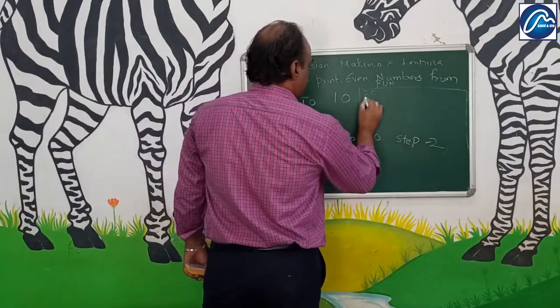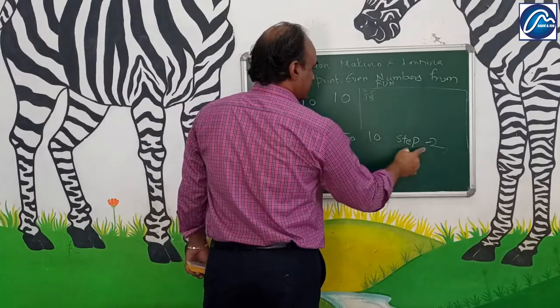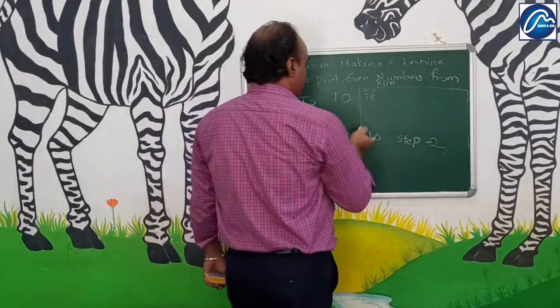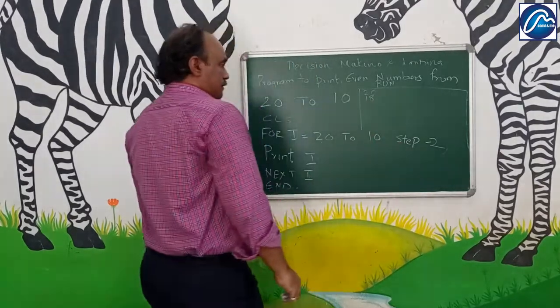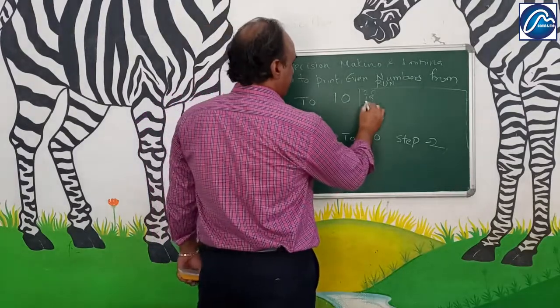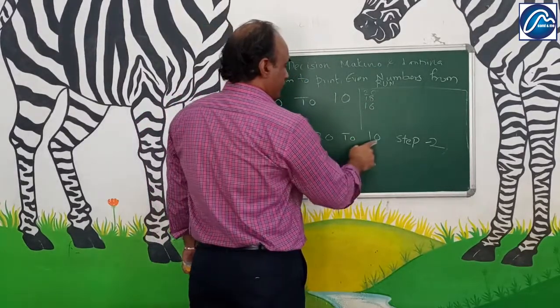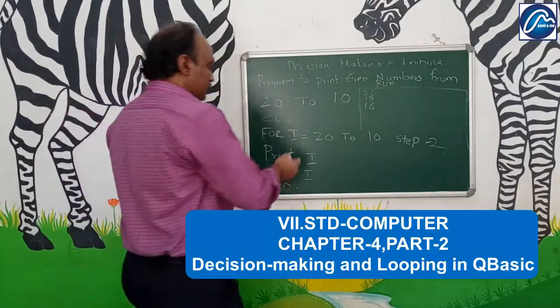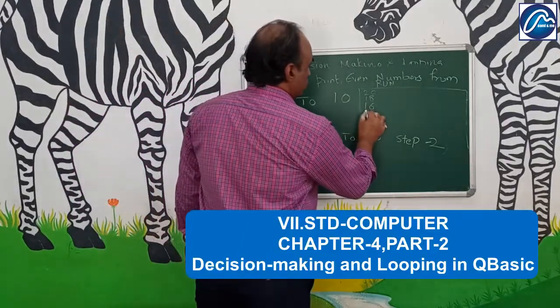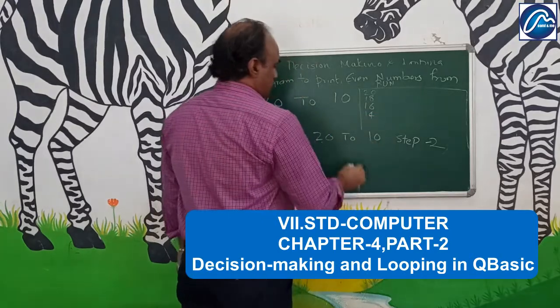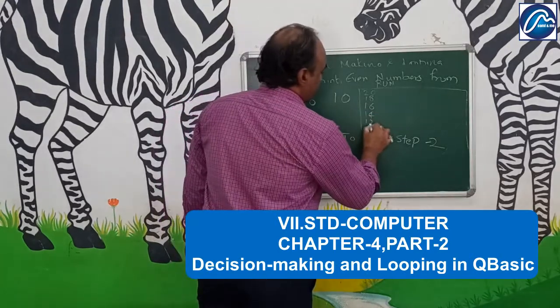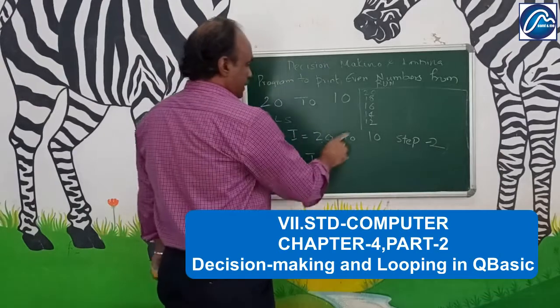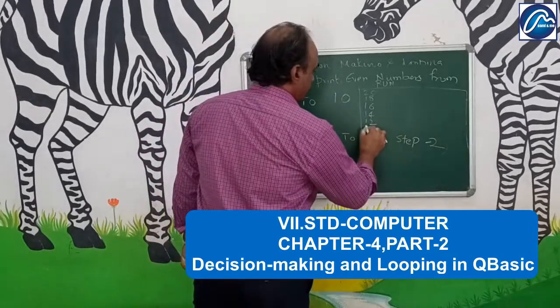So the number will be 20 minus 2, which is 18. Next I will be again 18 minus 2, which is 16. Next I, 16 minus 2 will be 14. Next I, 14 minus 2 will be 12. Next I, 12 minus 2 will be 10.